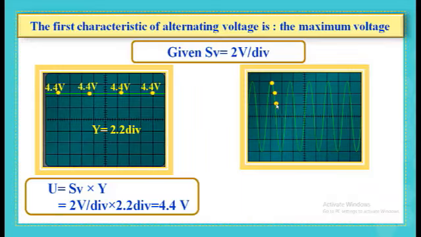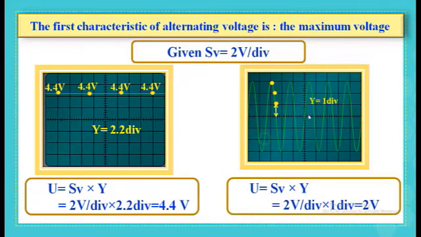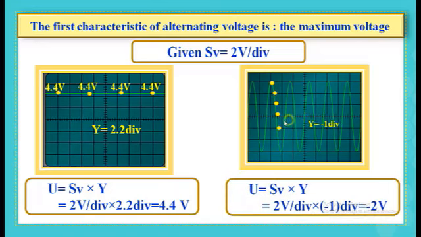At this point, the displacement is given also by y, where y equals 1 division. When calculating the voltage, it gives us 2 volt. At this point, y equals 0 divisions, so the voltage is 0. Now let's move to this point. Y here is equal to minus 1 division since it is below the axis of time.